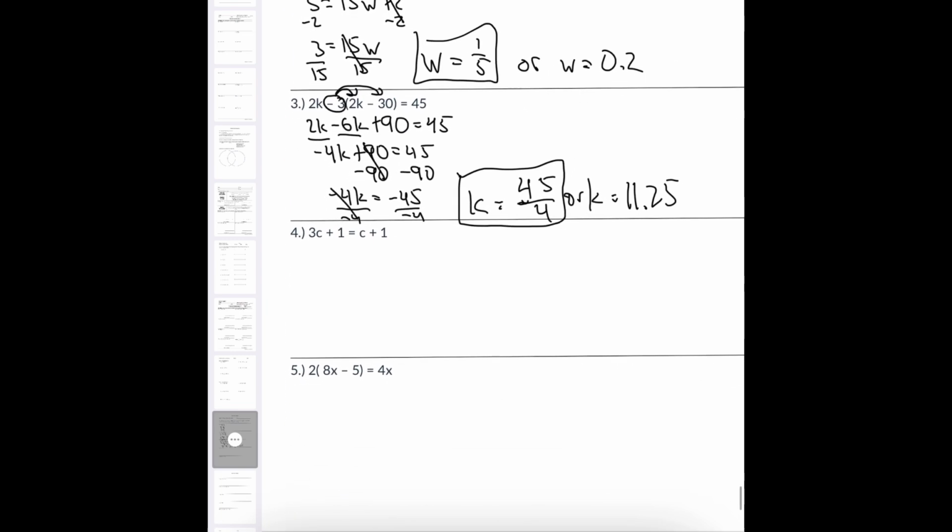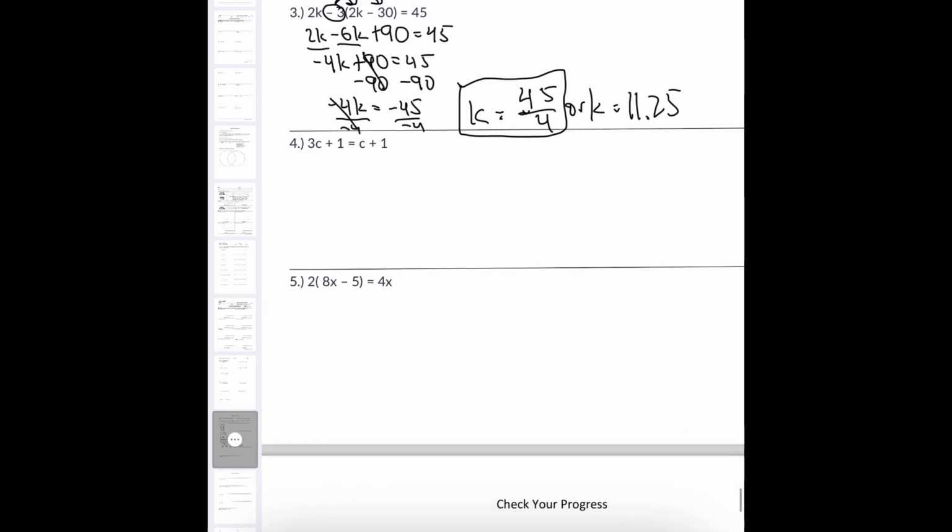For number 4, we have 3c plus 1 equals c plus 1. I don't see any like terms to combine or any parentheses that I need to distribute, so the first thing I notice is that I have c's on both sides. I have 3c on the left and c on the right. I want to get rid of the c's from one side. Typically, it's better to get rid of the smaller one, so I'm going to do minus c on both sides of this equation to cancel out this c on the right side, and then 3c minus c is 2c.